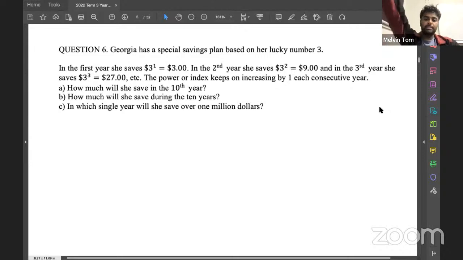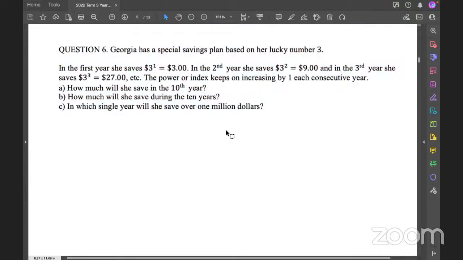Okay. Georgia has a special savings plan based on her lucky number 3. In the first year, she saves 3 to the power of 1, so it's $3. Second year, she does 3 to the power of 2, then 3 to the power of 3. The power or index keeps increasing by 1 each consecutive year. In which single year will she save over $1 million?